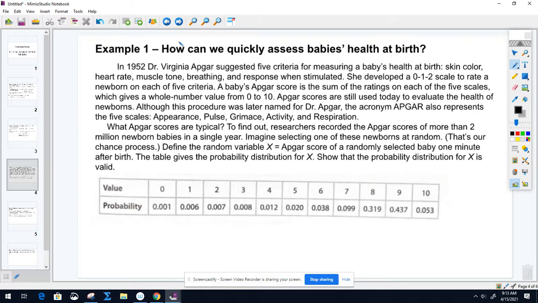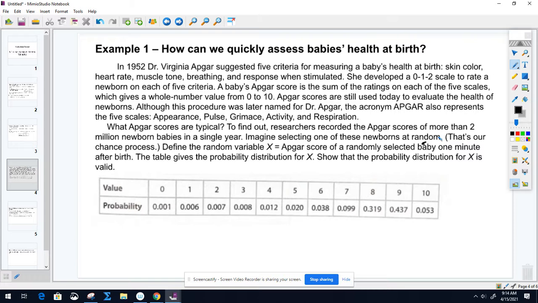Apgar scores are still used today to evaluate the health of newborns, although this procedure was later named for Dr. Apgar. The acronym APGAR also represents the 5 scales: appearance, pulse, grimace, activity, and respiration. What APGAR scores are typical? To find out, researchers recorded the APGAR scores of more than 2 million newborn babies in a single year. Imagine selecting one of these newborns at random. Random. Right there's our chance process, correct? So we're at random, and that's our chance process.